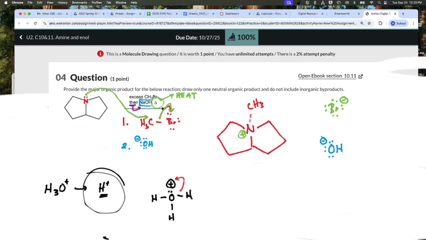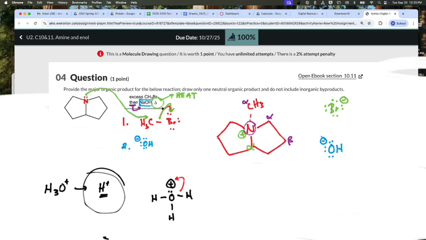So we would have to run the elimination. We have to remove a hydrogen. A hydrogen from where? Beta to the leaving group. Where was our leaving group? The nitrogen, which means this is alpha. Do I have a beta up? No. This is alpha. Do I have a beta? Yes.